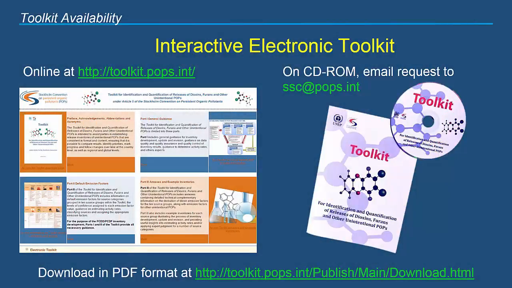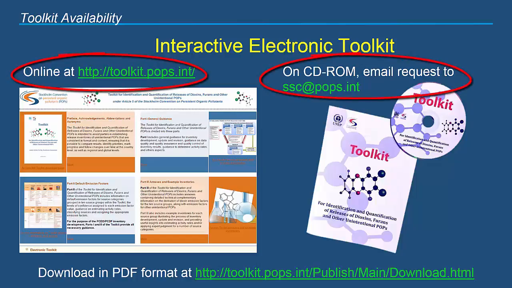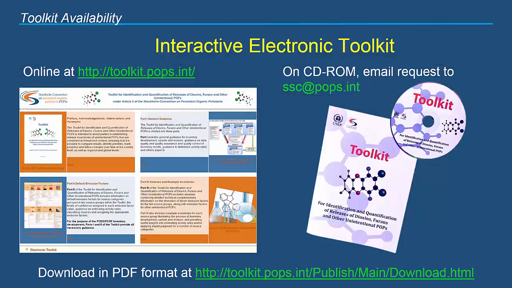The toolkit is available in an interactive electronic format, both online and on CD-ROM. In this format, the structure of the toolkit is similar to that of a building with several floors. General information is found in the first level, and each subsequent level has increasingly detailed technical information. The toolkit is very user-friendly. It has internal and external hyperlinks, as well as a full search function.